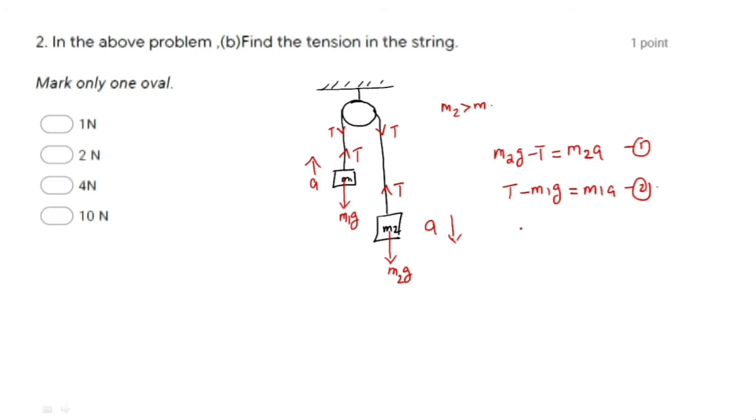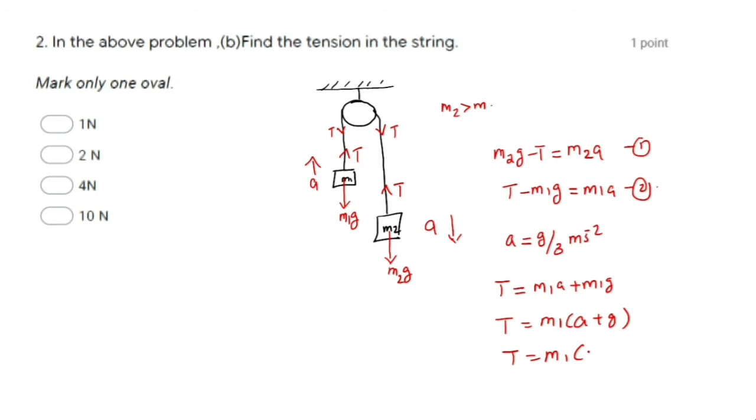As we already found the value of acceleration, a is equal to g divided by 3 meter per second square. In the previous question, we have already discussed that. If you substitute this value in the second equation, we get T is equal to M1a plus M1g, or T is equal to M1 into (a plus g). If you substitute the value, tension is equal to M1 into, the acceleration is g divided by 3, plus g.